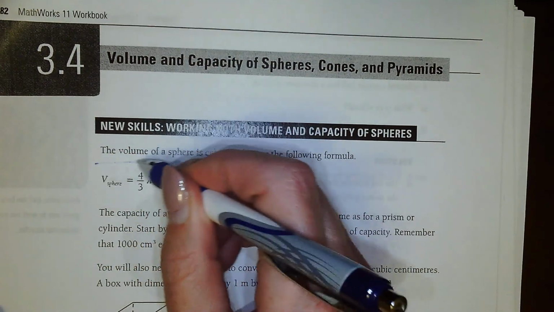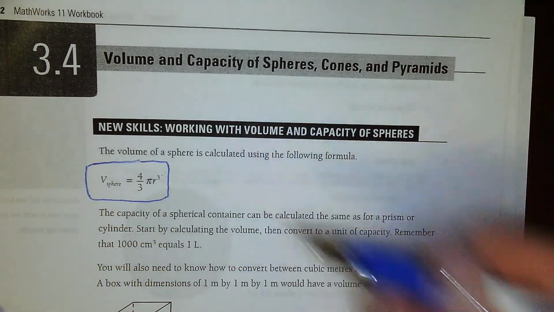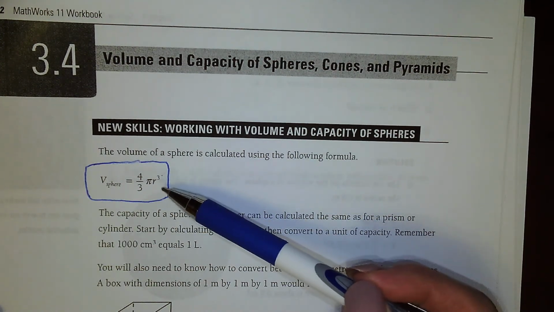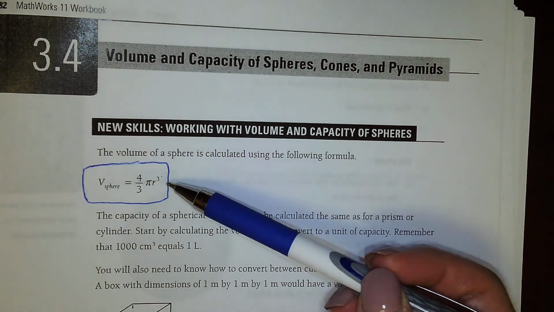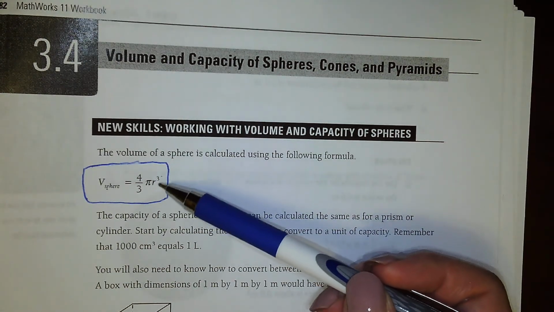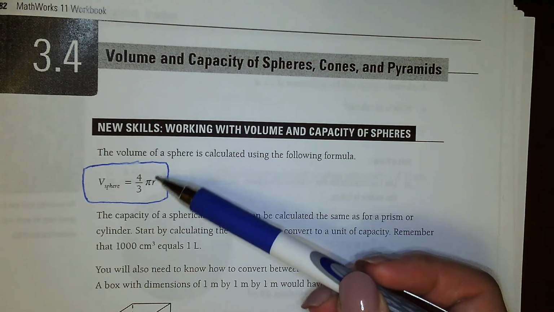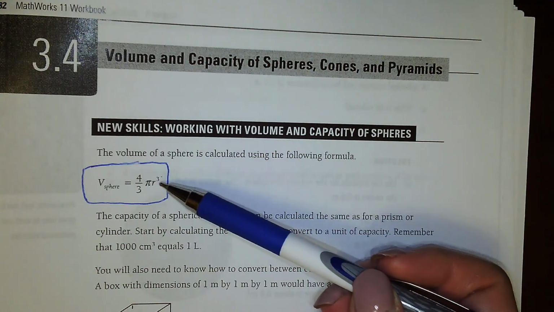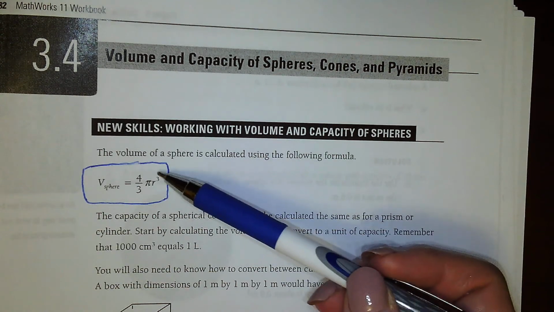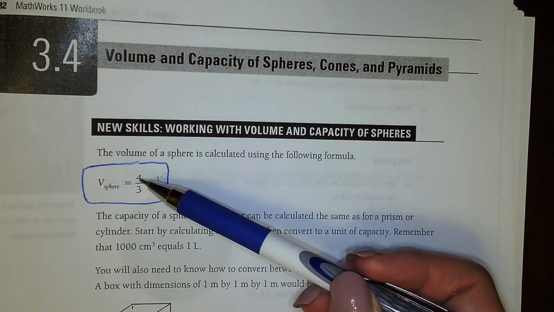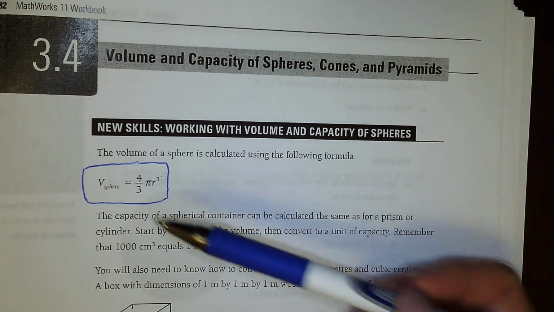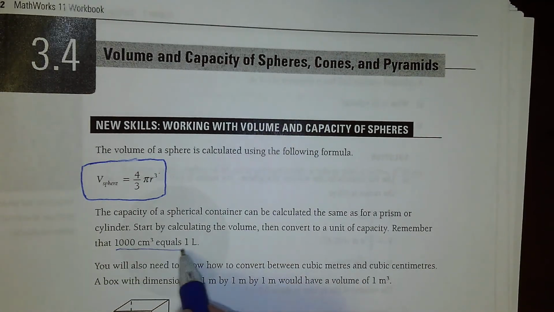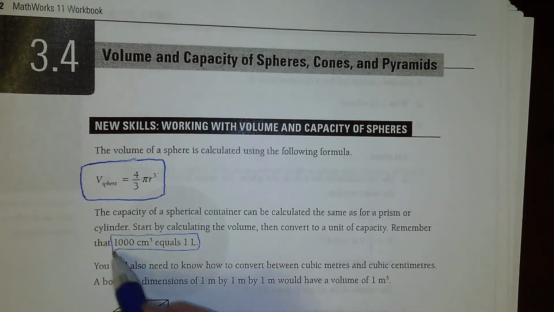The very first one is the volume of a sphere is 4/3 times pi times the radius cubed. When I calculate this, I make sure I cube my radius by multiplying it by itself 3 times. You may have a button on your calculator that allows you to do exponents to the power of 3. Once I have that value, I multiply it by pi, then I times by 4, and then I divide by 3.